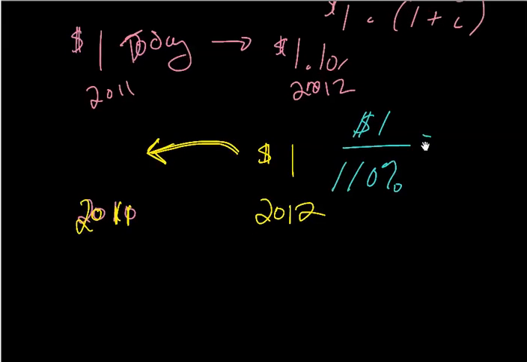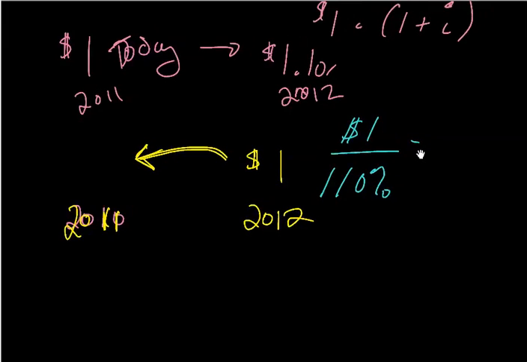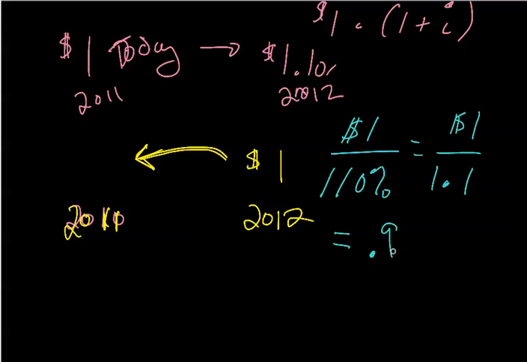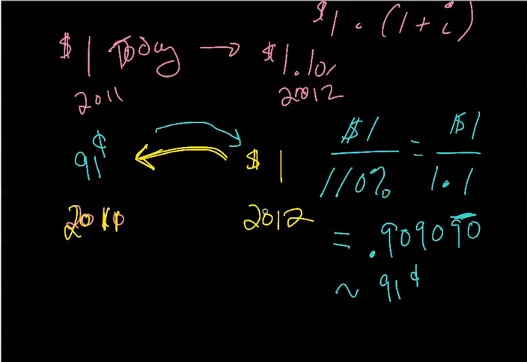Which is basically 1 over 1.1. And you're going to have to use your calculator for that likely. And what does that come out to be? It comes out to be 0.909090, etc., repeated. So that's about 91 cents. So in 2011, 91 cents is going to be worth $1 in 2012, and vice versa.